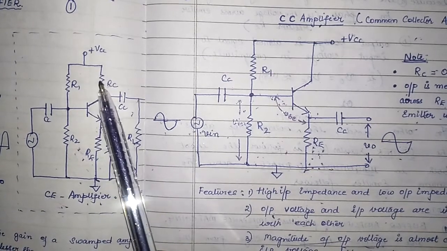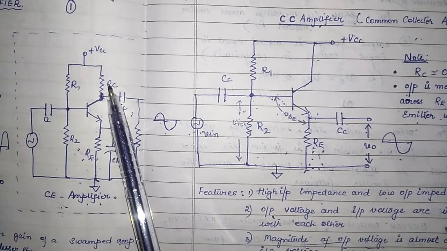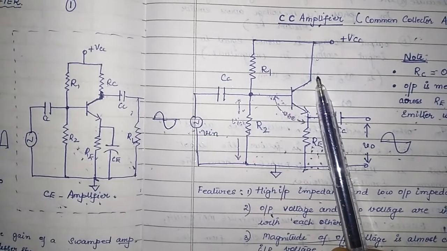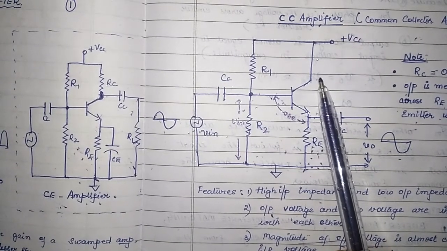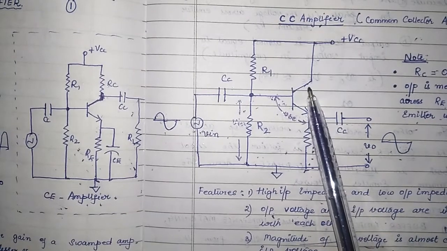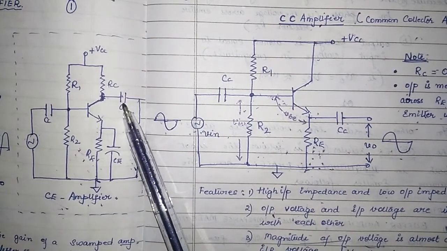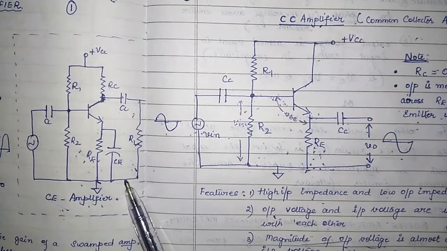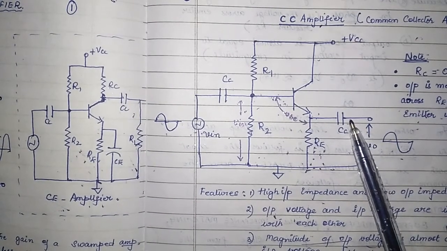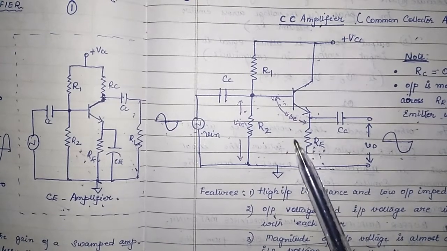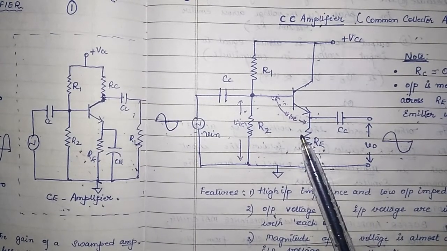Then what about RC? We have been calling RC as the load resistance in CE amplifier. But what has happened to RC here? RC is missing. So instead of RC, you are having a short circuit here. Okay. And where did you measure the output voltage in a CE amplifier? It is collector with respect to ground. But where do you measure the output here? It is emitter with respect to ground, or in other words, it is the voltage drop across RE.